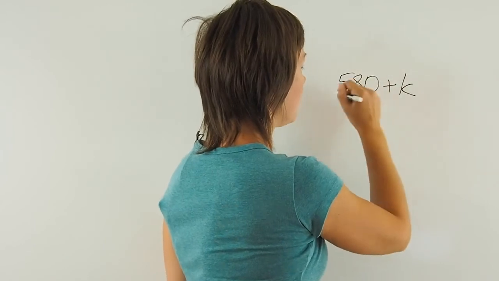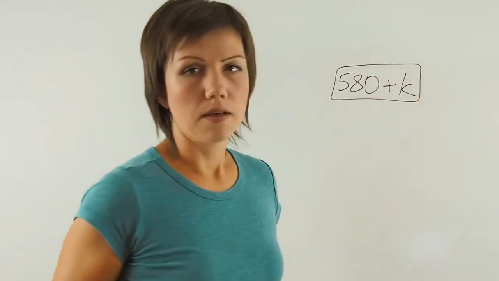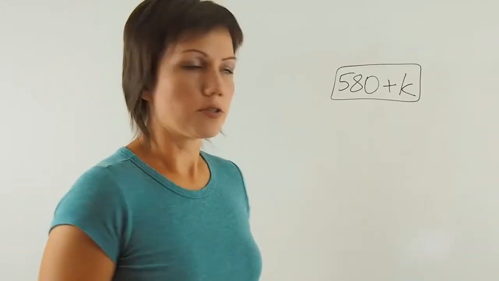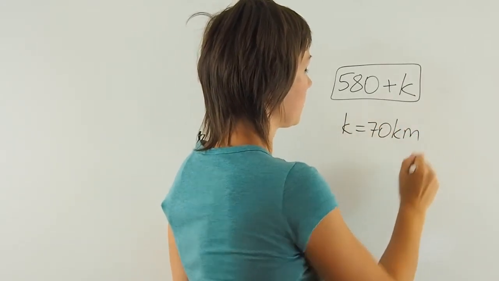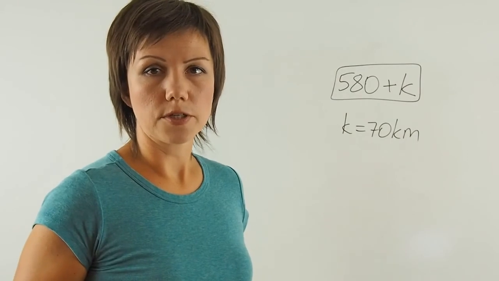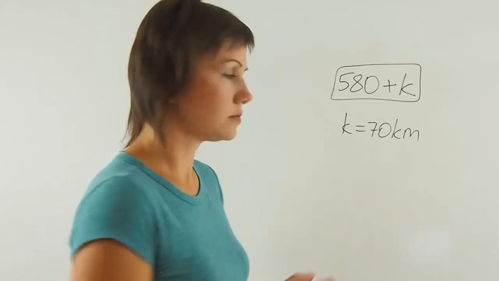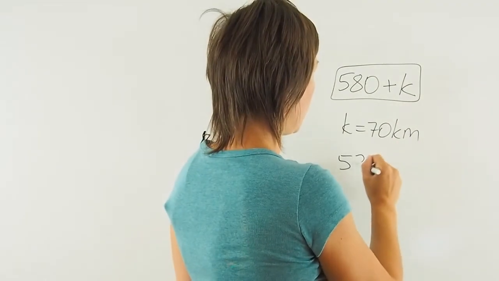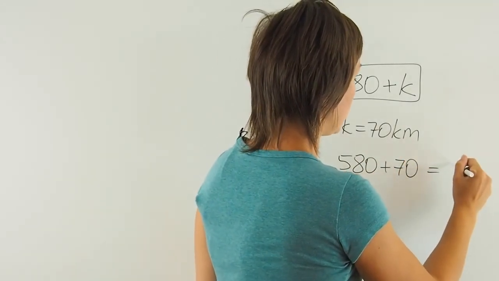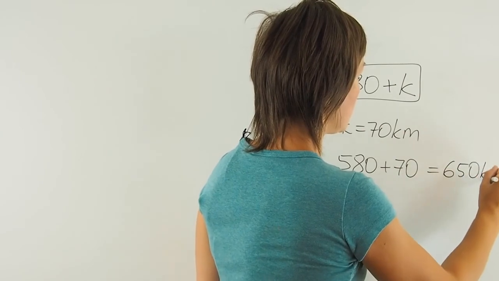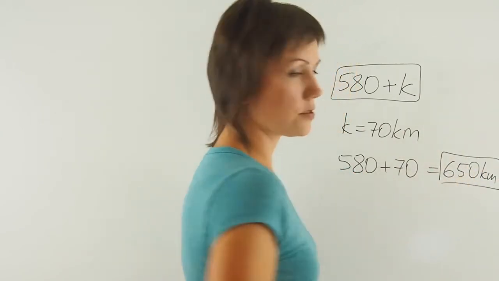580 plus K. Say K is equal to 70 kilometers. Then how many kilometers has the vehicle covered in total? 580 plus 70. And that gives me 650 kilometers.